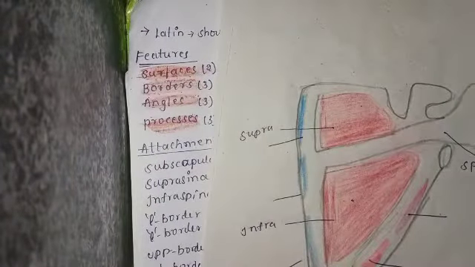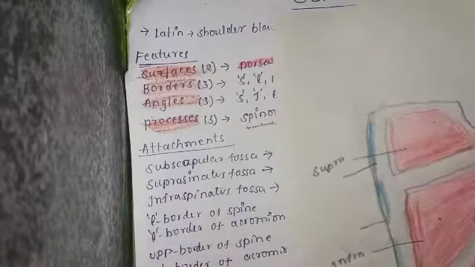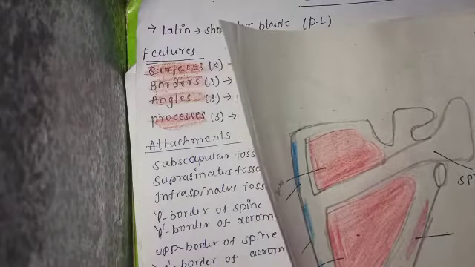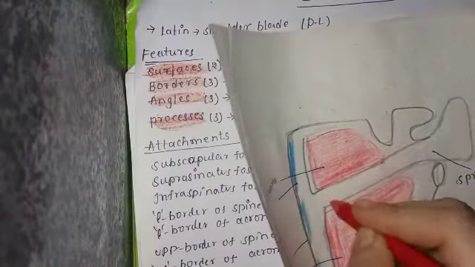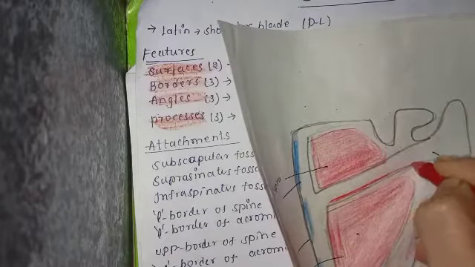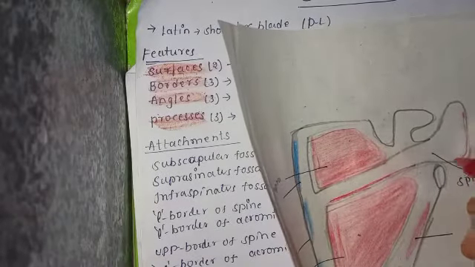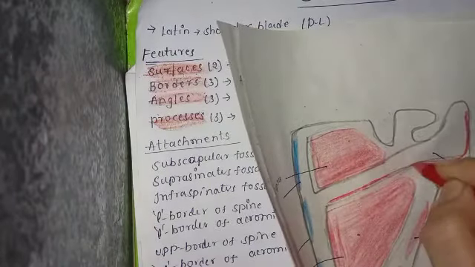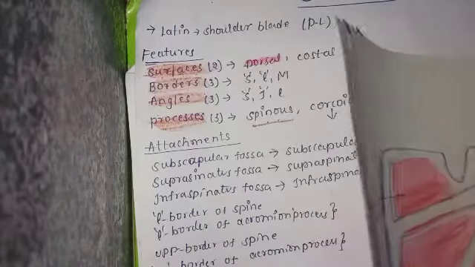At the lower border of the spine and the lateral border of the acromion process we can see the attachment of the deltoid muscle, means the origin of the deltoid muscle. Here this is the lower border of the spine and this is the medial border of the acromion process. Here we can see the origin of the deltoid muscle.